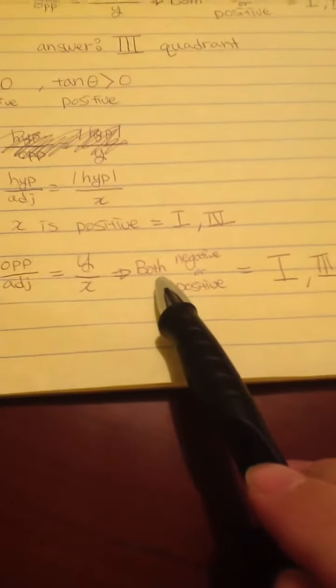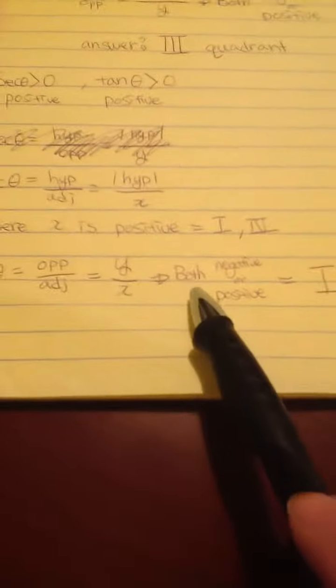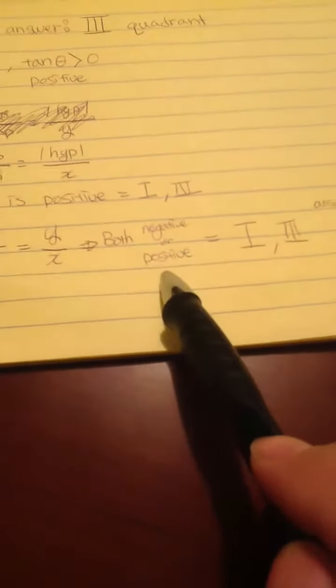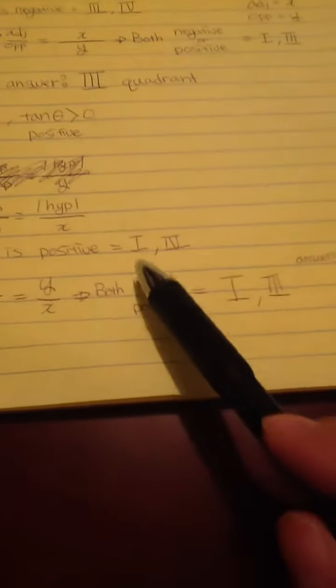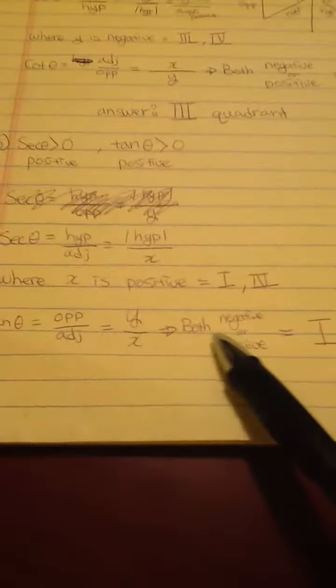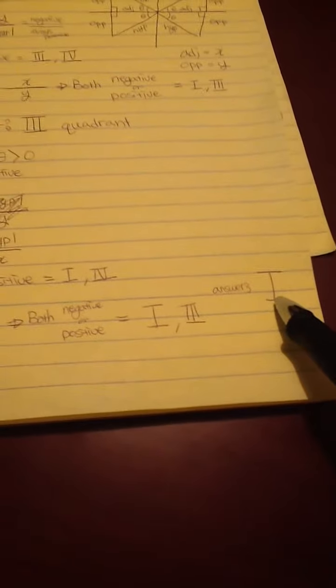Tangent theta is opposite over adjacent, which means y over x. For tangent theta to be positive, both x and y have to be negative or both positive. So which means first and third quadrant. So the answer for this question is first quadrant.